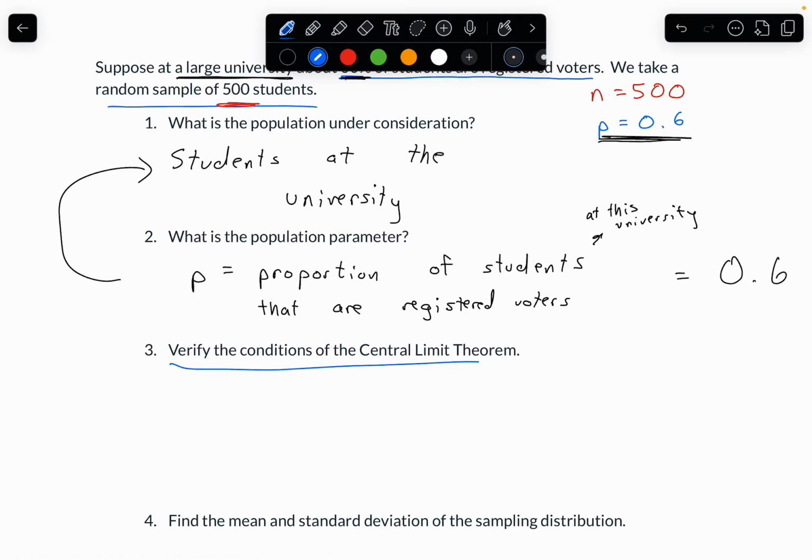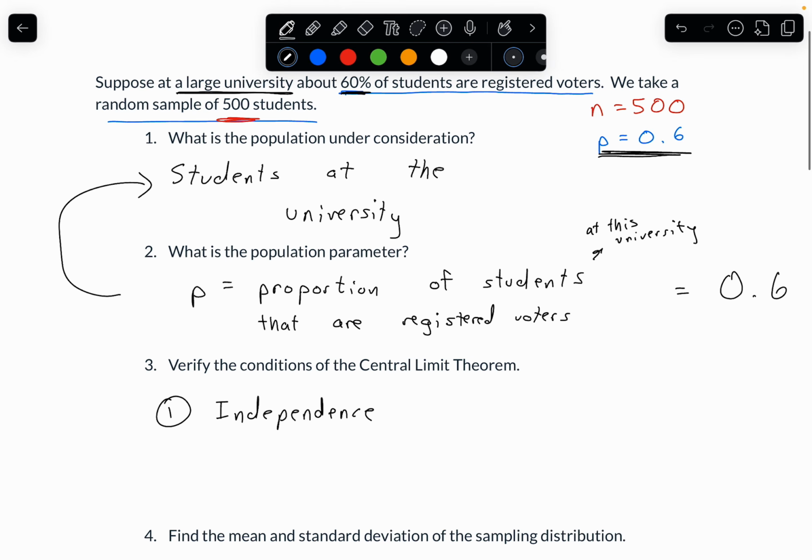Number three says, verify the conditions of the central limit theorem. There are two and a half conditions for the central limit theorem that we want to talk about. The first one is independence. And independence tends to be a difficult thing for us to verify because it has to get into the nitty-gritty of how we took the sample. For our purposes, what I'm going to look for is just, do we have a random sample? And in this case, if I look up here, yes, I do have my random sample of 500 students. So I'm going to say, yes, we can assume that our sample is independent. So we want to make sure that we have independent sampling.